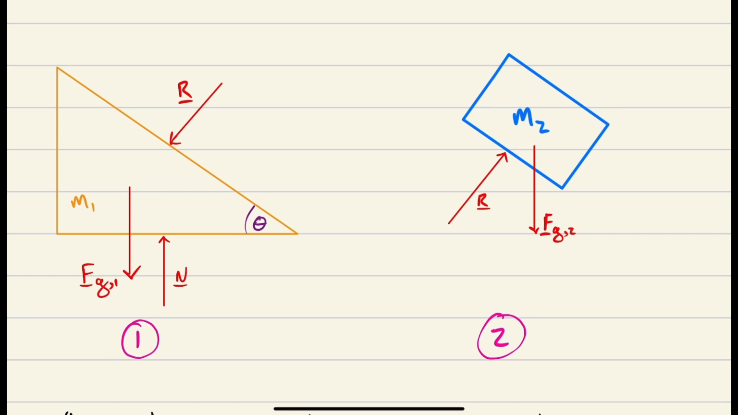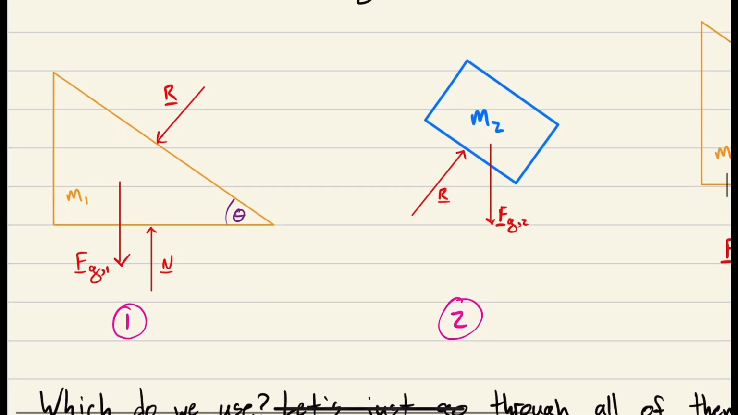So what are all the forces acting on the wedge? Well, we have gravity pulling the wedge down. We have the normal force of the ground acting on the wedge. That's what keeps the wedge from just falling through the ground. It's this normal force. And then we have this reaction force of the box, M2, acting on the wedge.